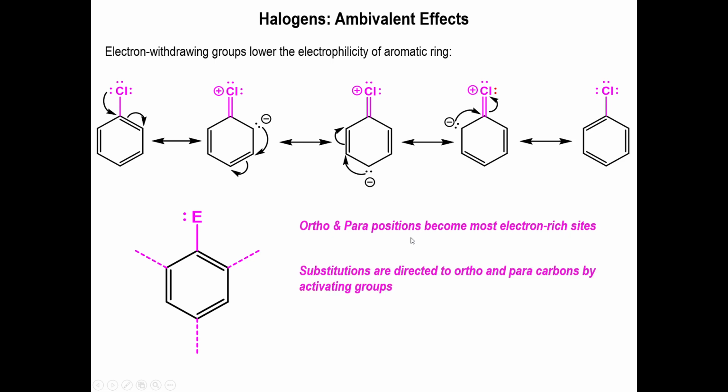Now, the reason why this is still considered a deactivating group is because the halogens are more electronegative than carbon. So via induction, they are, in essence, withdrawing electron density away from the carbon. And that inductive effect is a little bit stronger than the resonance effect. But the resonance effect still plays a huge role because it dictates that the substitutions will have to happen ortho or para in relation to the halogen.